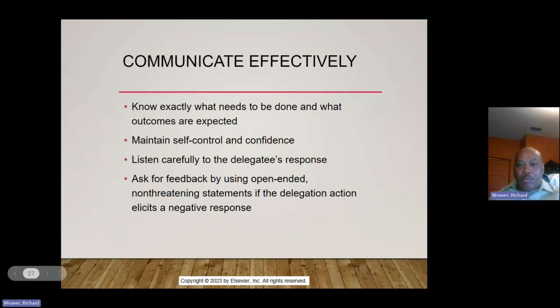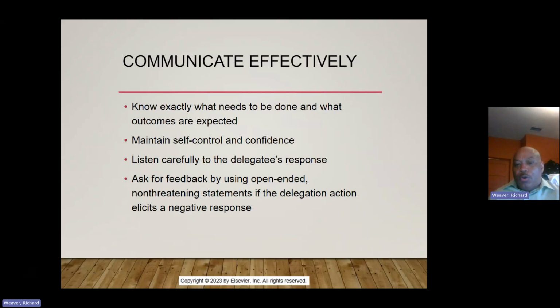Communicate effectively. And we've talked about effective communication, I believe, last week. Extremely important, even in the delegation process. Now, clear communication is key to successful delegation as well as supervision. You have to be able to communicate. The first step toward effective communication is for the RN to know exactly what needs to be done and what outcomes are expected. All right. So, for example, what is the specific task to be done? And for whom is the task to be done?